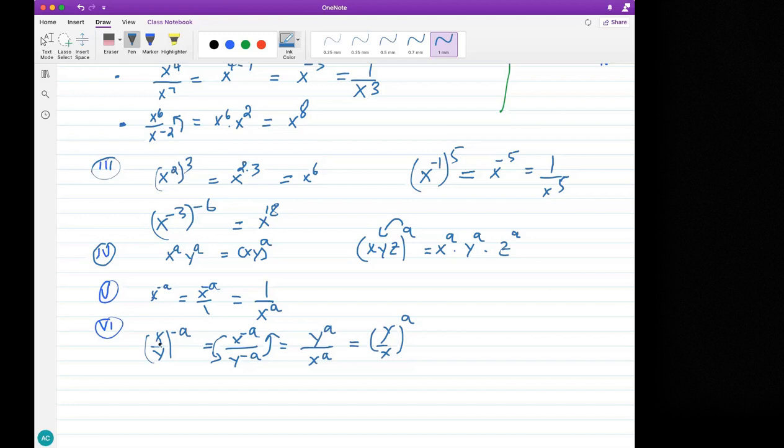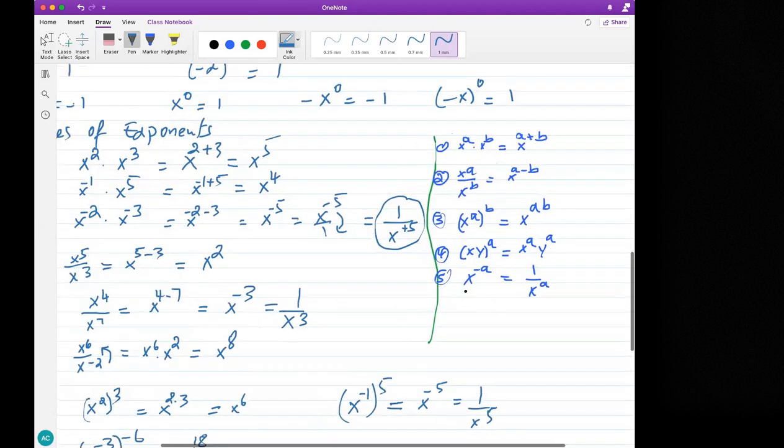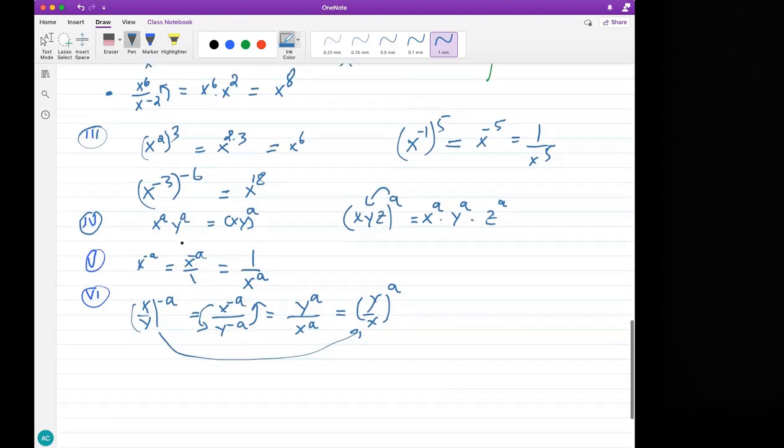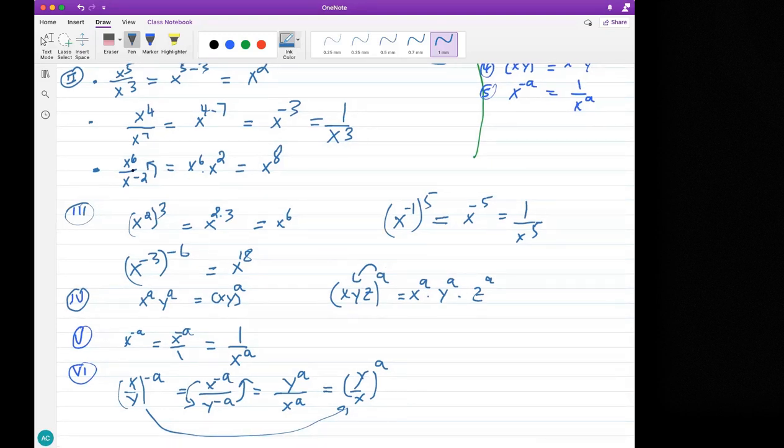In other words, how do you get from here to here in one step? You just flip the fraction, and the power turns positive. As simple as that. But make sure the negative is for the entire fraction, not for just one number, as we saw earlier. For example, here we didn't flip it because the negative is only for this one, not for this one. So this stays here.